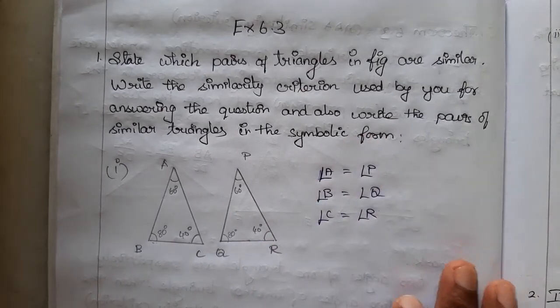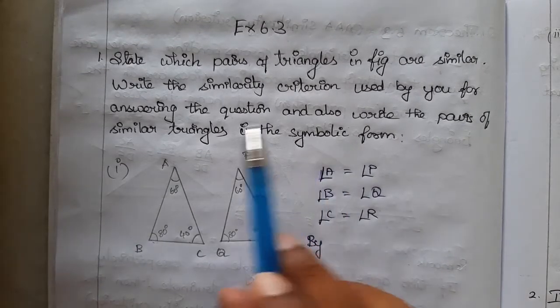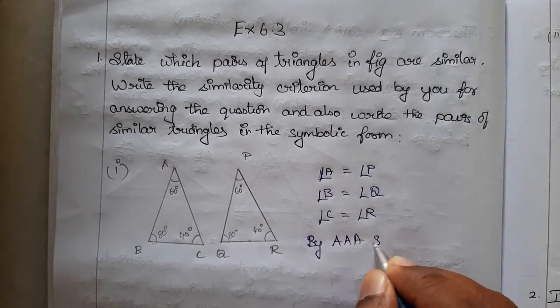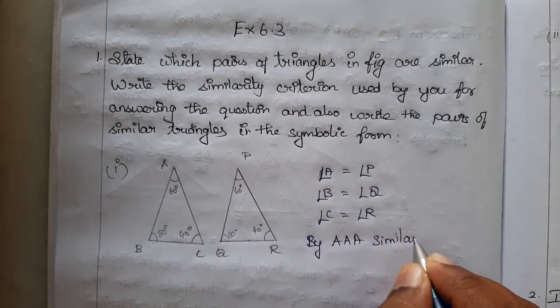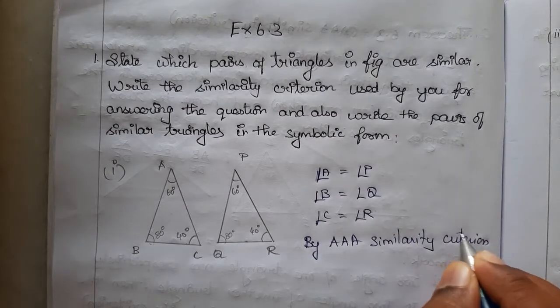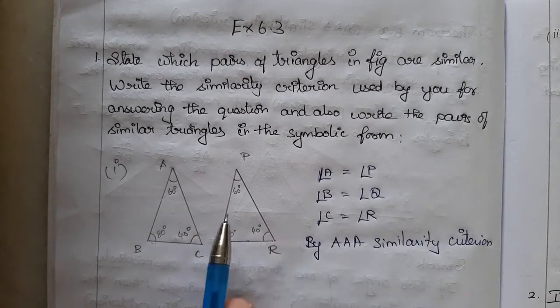So what criterion have we used? Triple A similarity criterion, right? So we have to mention that. That is what you are saying. By triple A similarity criterion, both the triangles are similar.